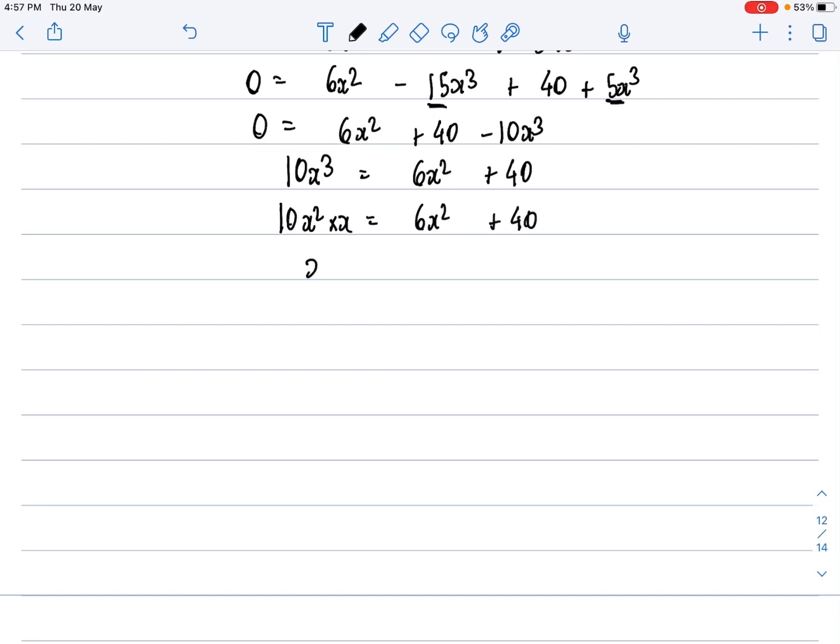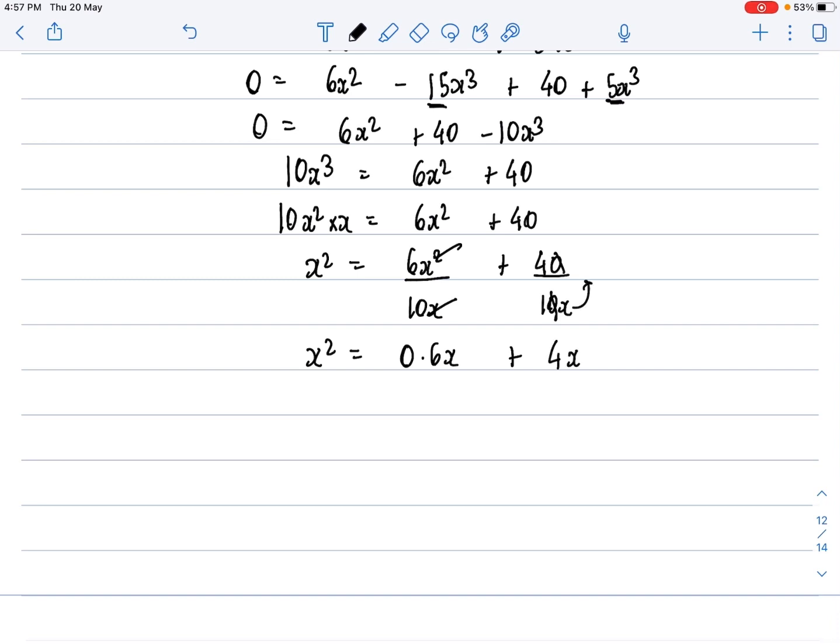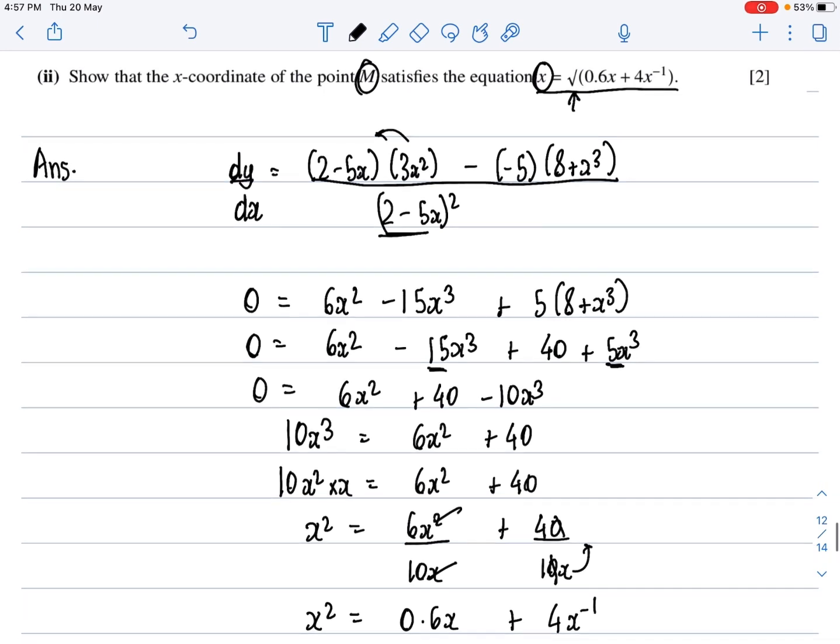Now what I can do is I can write this as x square equals to 6x square by 10 over x plus 40 by 10 over x. Correct? So I can write this as x square equals to, and 6 over 10 will give me 0.6x plus, I can cancel the zeros here, and when I take x up, I'll get 4 into x raised to minus 1. So now I can write this as x equals to the square root of 0.6x plus 4 into x raised to minus 1, which is what we needed to prove.